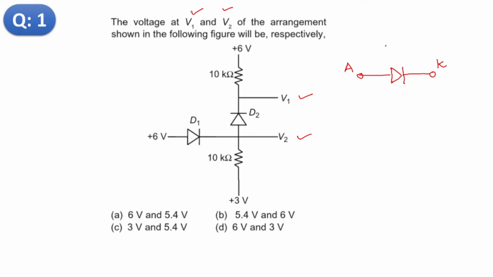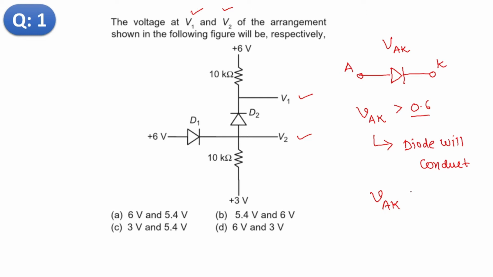Suppose the voltage across the diode, VD, or we can say VAK, that is the voltage across this diode, is greater than 0.6. Then the diode will conduct. Otherwise, if the voltage across the diode is less than, suppose, 0.6, the diode will be off. This is the idea.